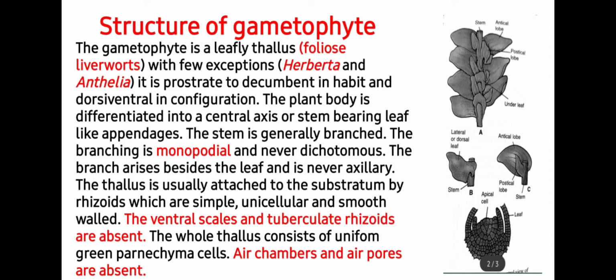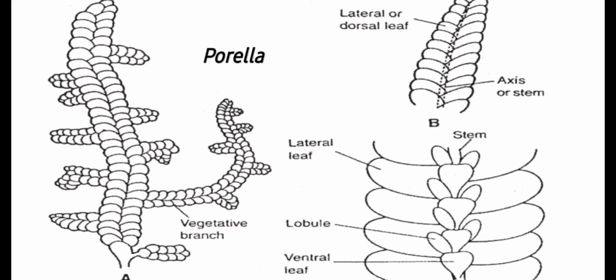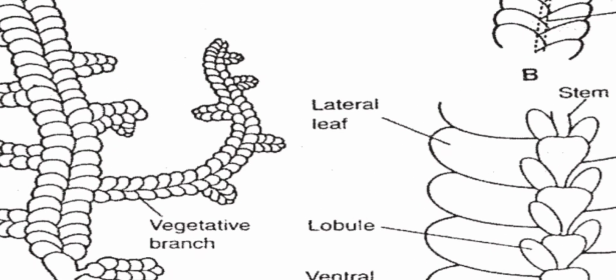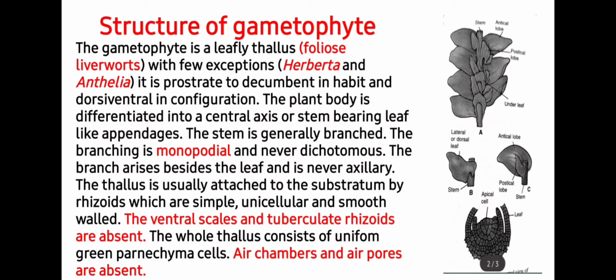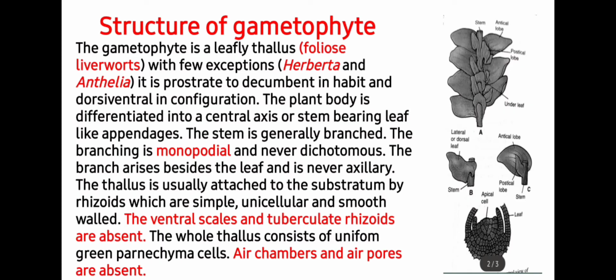The stem is generally branched, as you can see in this image of Porella. There is a central axis and leaf-like appendages are there. At the same time, the central axis is branched, as you can see here, vegetative branch. The branching is monopodial and never dichotomous, as you can see in this image. The branch arises beside the leaf and is never axillary.